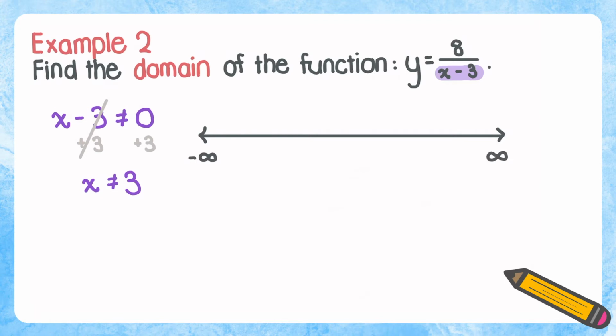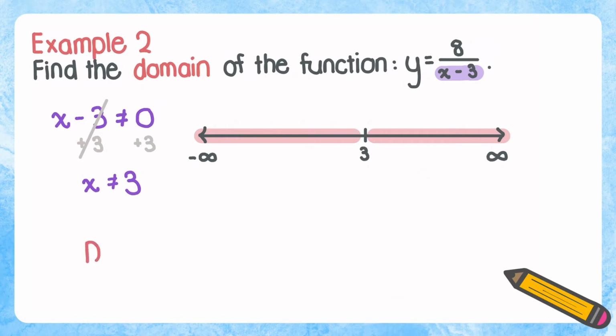Our number line starts at negative infinity, goes all the way to infinity. But notice in this case, x cannot equal 3. So let me label that here. So for our domain, we start at negative infinity, go all the way to just a tad before 3, hop over, and then move on right after 3.